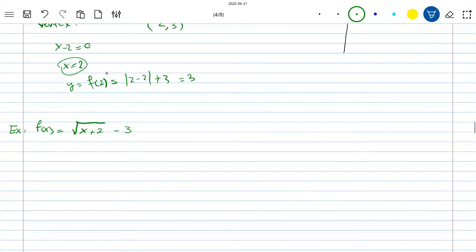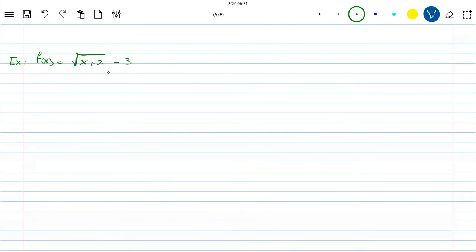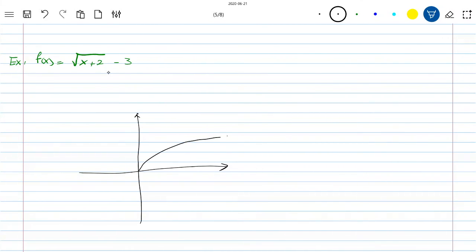Okay, here's the next example. What if the function was square root of x plus 2, minus 3? Again, you can go through the same process that we did already, but the translation helps a bit. Start with a simple graph of square root of x. This was square root of x. The origin was the vertex point.